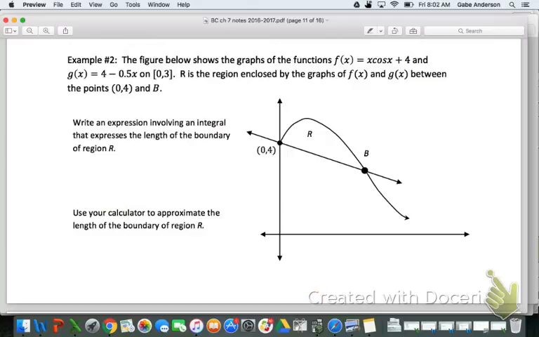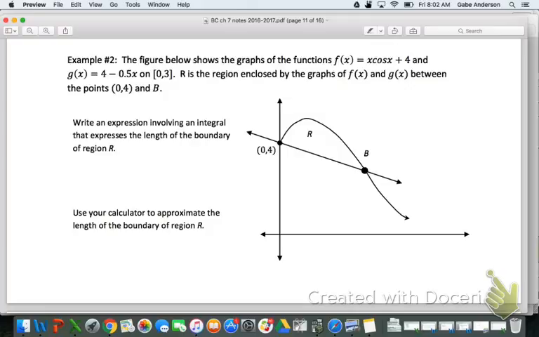Okay, so we've got region R there. Point B is off to the right. That's the point of intersection. Region R is formed by the two functions, x cosine x plus 4, and then that line. R is the region enclosed by the graphs there.